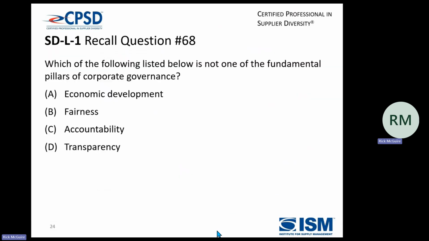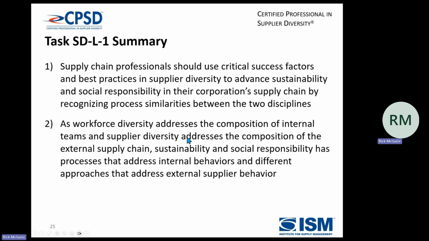All right. Let's pick up some summary. Supply chain professionals should use critical success factors and best practices in supplier diversity to advance sustainability and social responsibility in their corporation's supply chain by recognizing process similarities between the two disciplines. As workforce diversity addresses the composition of internal teams and supplier diversity addresses the composition of the external supply chain, sustainability and social responsibility has processes that address internal behaviors and different approaches that address external supplier behaviors.